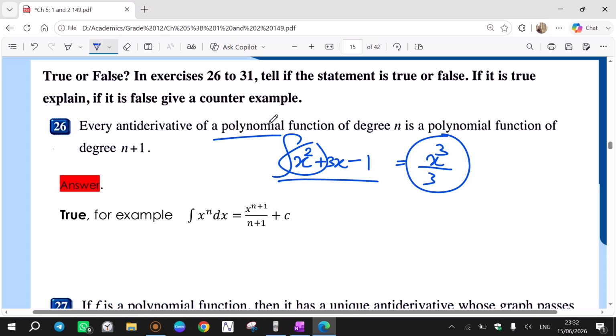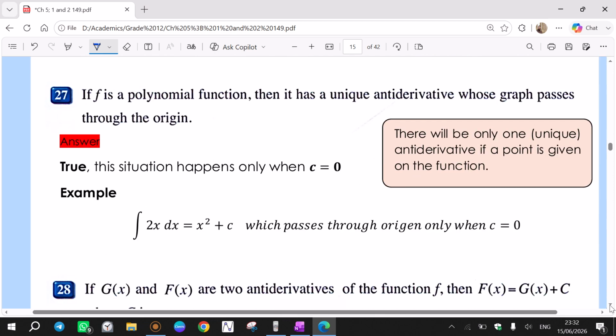Every antiderivative of a polynomial function of degree n, when we do integral, we say power plus 1, so the result will be another polynomial, which is power n plus 1. That's true, and this is a rule by itself.